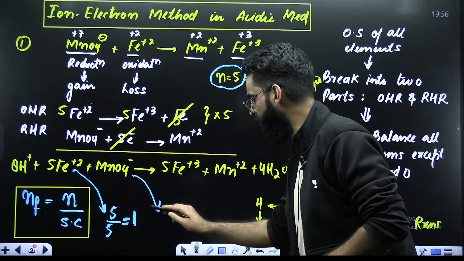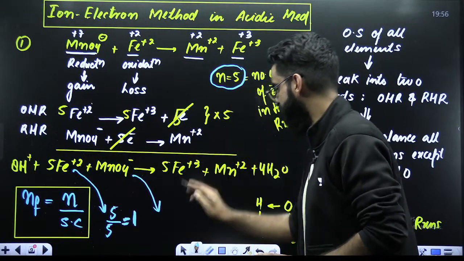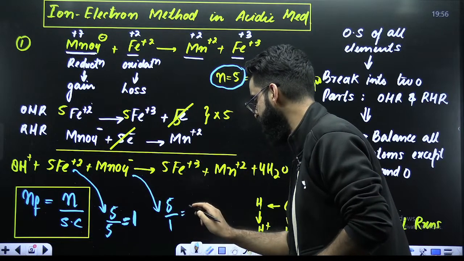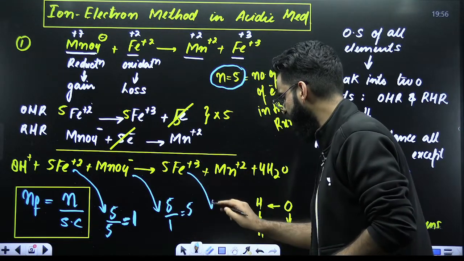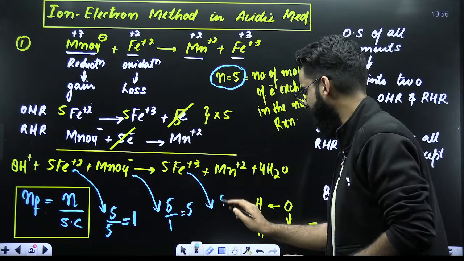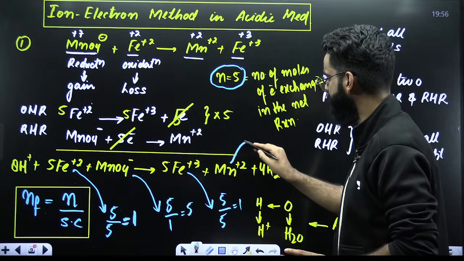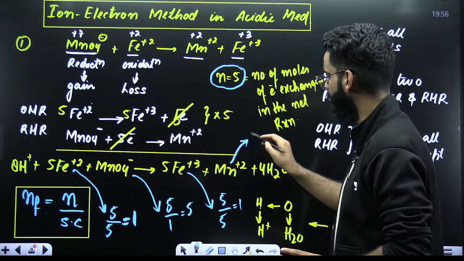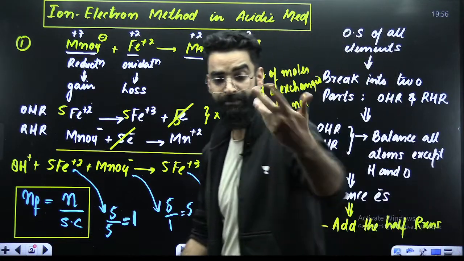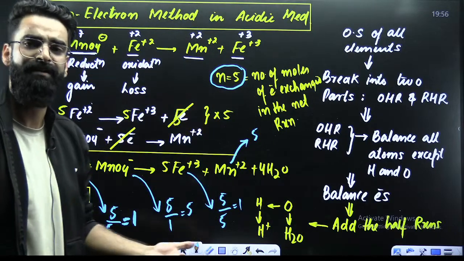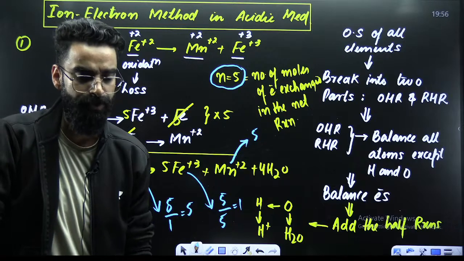What about the n factor of MnO4-? What is the n value? That's 5. Divided by, what is its stoichiometric coefficient? 1. So 5 by 1 is 5. What about the n factor of Fe3+? n is 5 divided by, its stoichiometric coefficient is 5. That is 1. What is the n factor of this Mn2+? 5 divided by 1 comes out to be 5. So this is one more way of calculating the n factors. Get the n value, divide it by the respective stoichiometric coefficients. You are done, you are sorted.